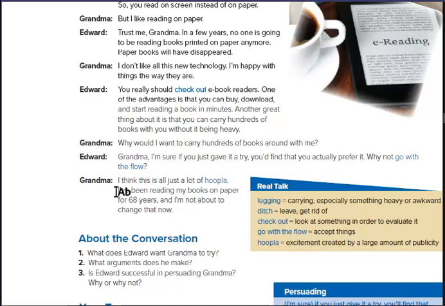Okay, so here Grandma says, I think this is all just a lot of hoopla. I've been reading my books on paper for 68 years and I'm not about to change that now. So here she says, I think all of this is hoopla. What does it mean, hoopla? Hoopla means excitement created by a large amount of publicity.